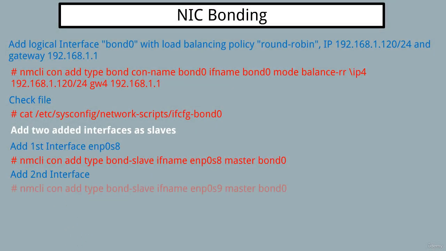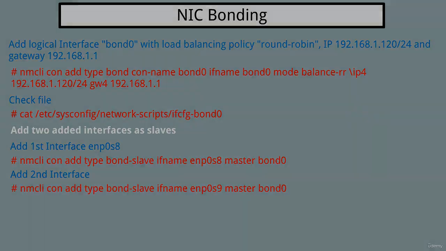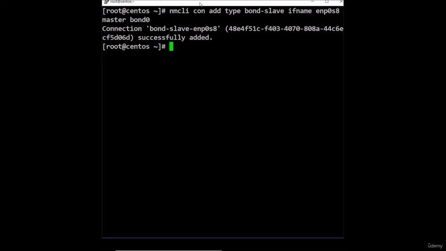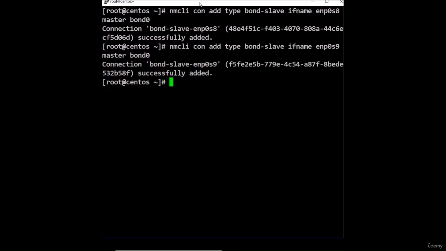Let's add the second interface now. In my case, it's ENP0S9. If you have a different name, add that name. And if you have the same name, then you should be all set. So I'm just going to come back and edit that and add 9 instead. Basically, it's the same command. I just changed the interface name. Hit enter. Successfully added. So everything looks good so far.